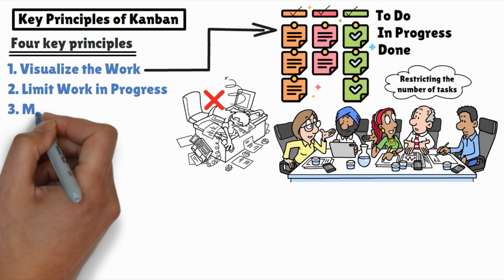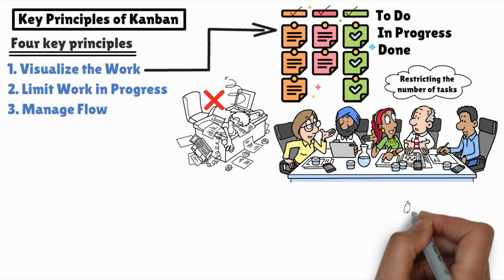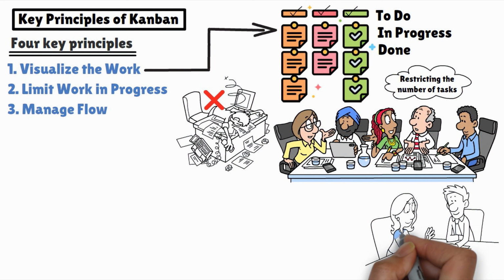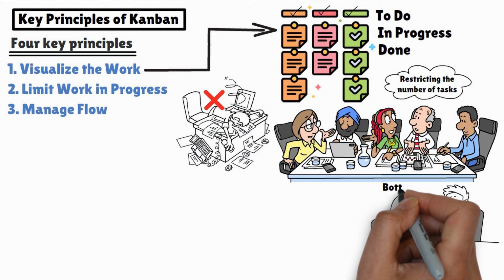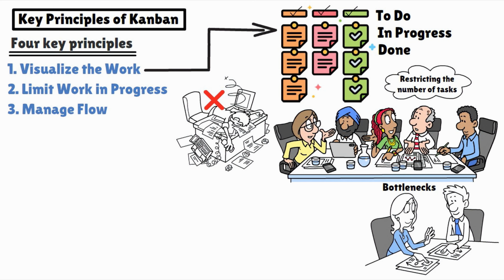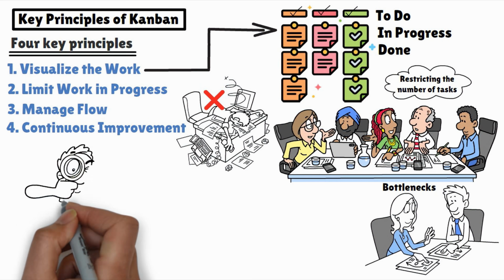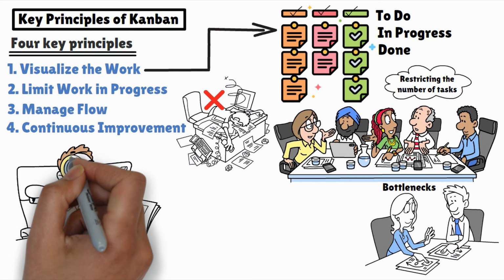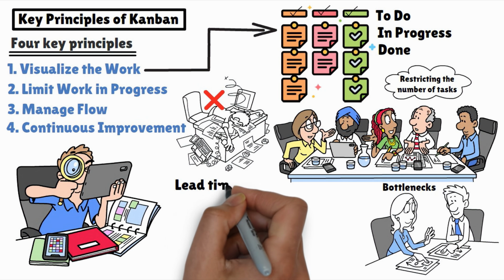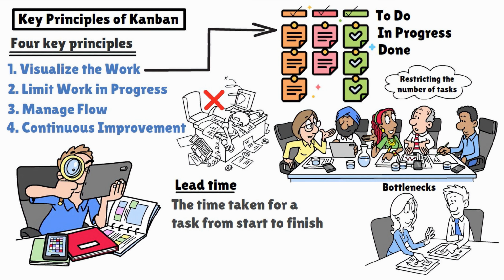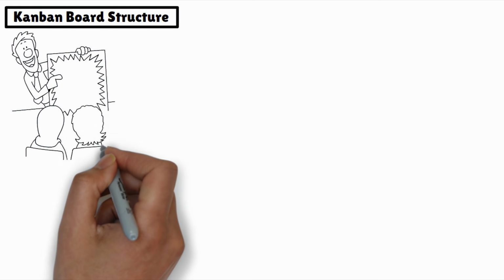3. Manage flow. Kanban aims to maintain a steady, predictable flow of work. Analyzing the movement of tasks helps the team identify bottlenecks and adjust as needed to improve efficiency. 4. Continuous improvement. Regularly reviewing and refining processes is essential in Kanban. Teams look at metrics like lead time, the time taken for a task from start to finish, to identify areas for optimization. Now let's talk about the Kanban board.